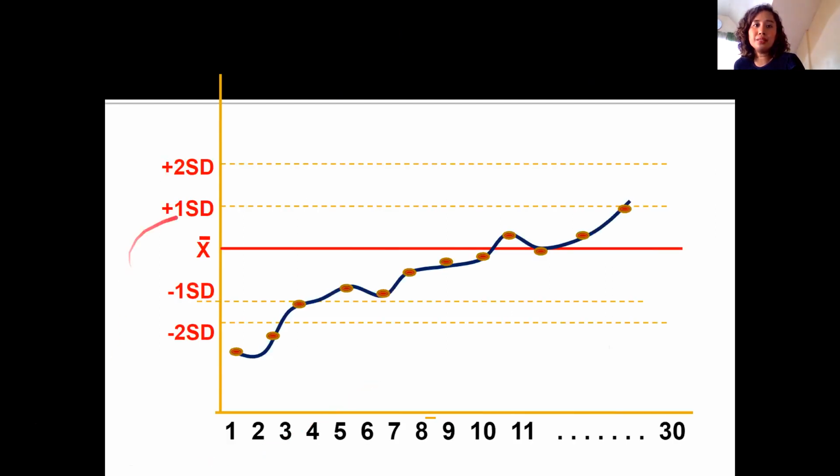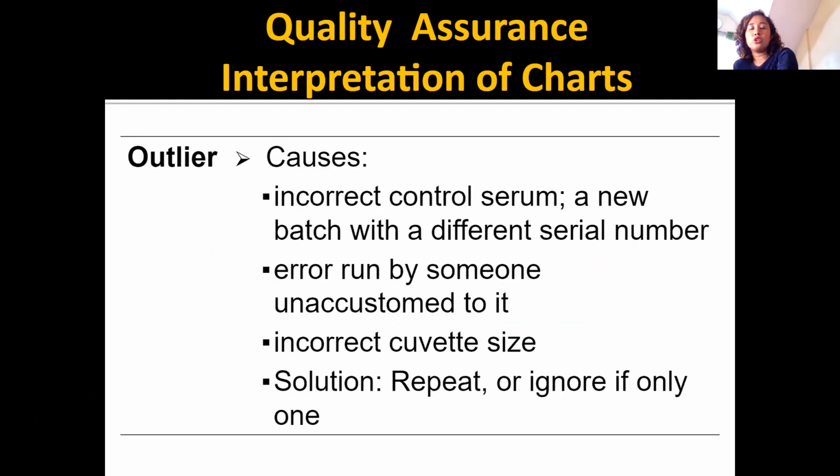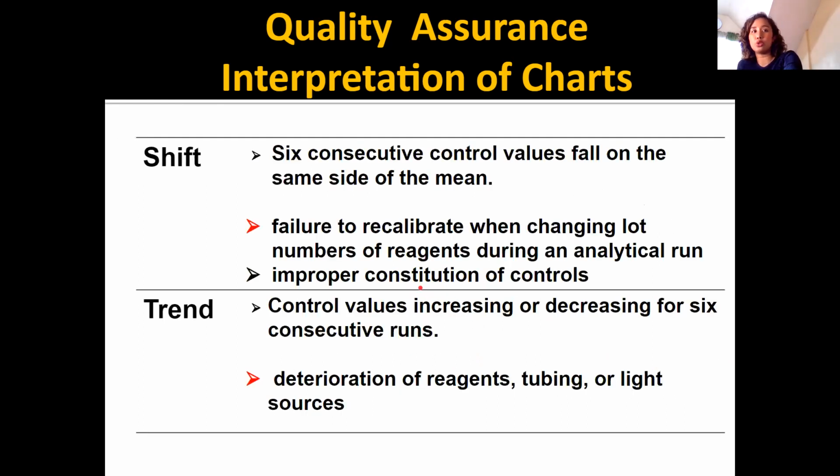So my mean. Your values should surround the mean. Okay, pag ganito, alanganin na to. So systematic error na yung nangyayari. And we also have outliers. So, biglang a control result outside of the established limit. Incorrect control serum, a new batch with a different serial number, error run by someone unaccustomed to it. So, lack of training, incorrect cuvette size. Outlier, sobrang layo yung result.